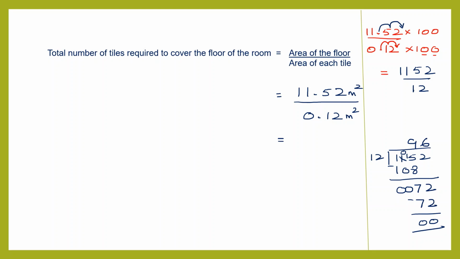So when you divide these two numbers, you get 96. And what is 96? It is the total number of tiles required to cover the floor of the room. So the total number of tiles needed is 96. So we need 96 tiles to cover the floor of the room.